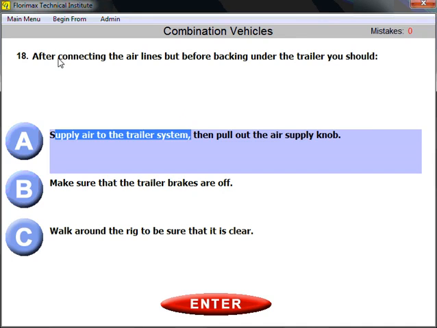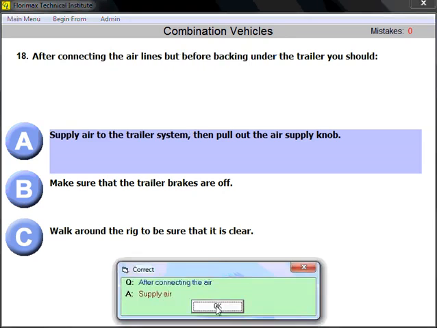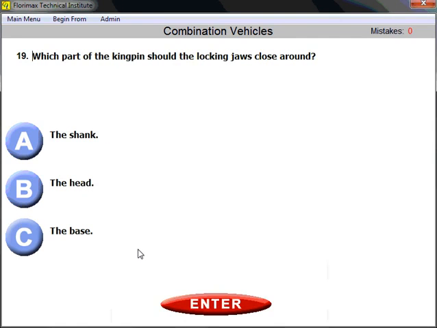But for us, what is important, you read: after connecting airlines, but before backing, what you need to do? You need to supply air to the trailer system. Supply air.